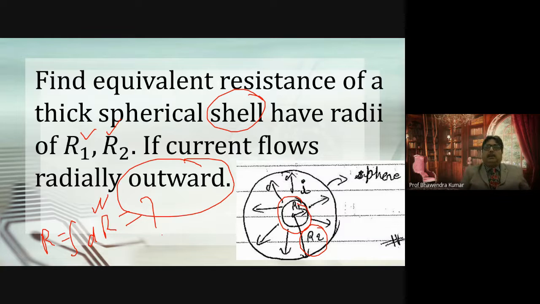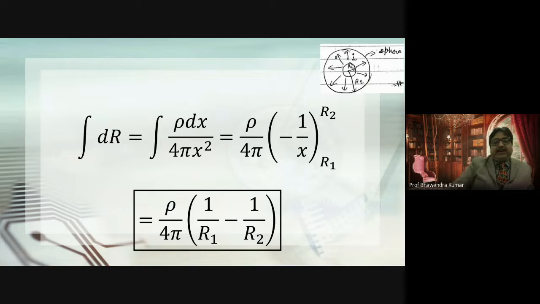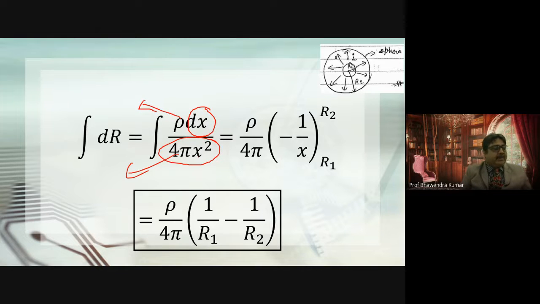Yes. The answer is rho by 4 pi into 1 by r1 minus 1 by r2. Excellent. Very good. Well done. So all of you can understand that the area through which the current will pass will be 4 pi x square, right? And the thickness through which it will pass will be dx. Rho is constant, 4 pi is constant. Integral of 1 by x square dx is minus 1 by x. When you put the limit, it will be rho by 4 pi into 1 by r1 minus 1 by r2.